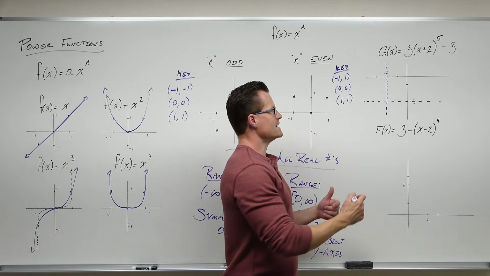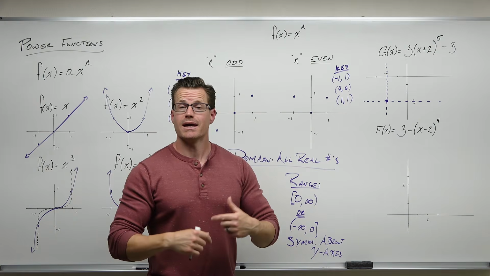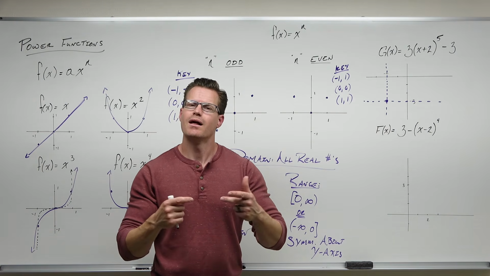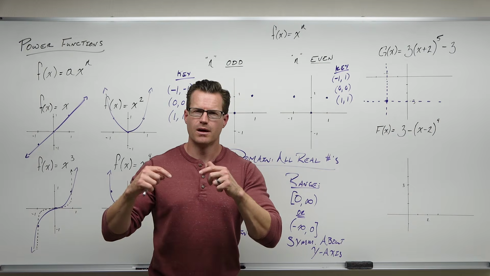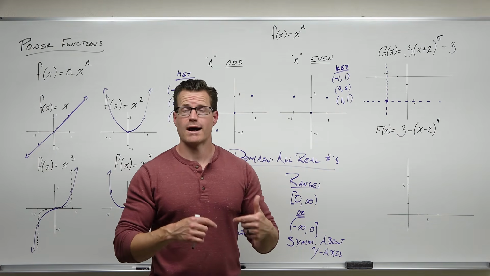We have this idea of a new origin. That's where the new origin would be. If we take our key points and pretend that that is the origin, then we can use the fact that this was based on an x to the 5th power function to graph from that point.